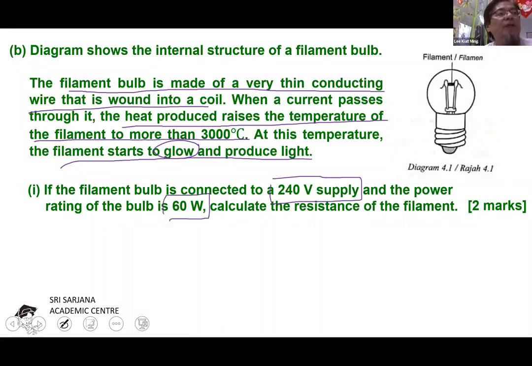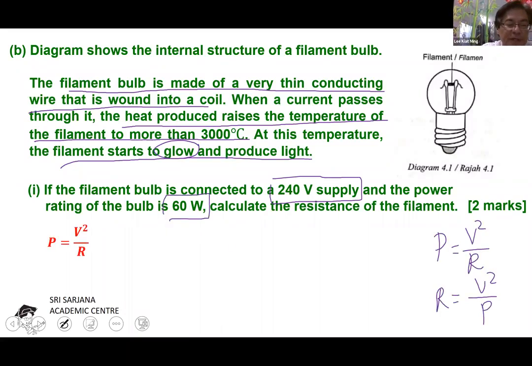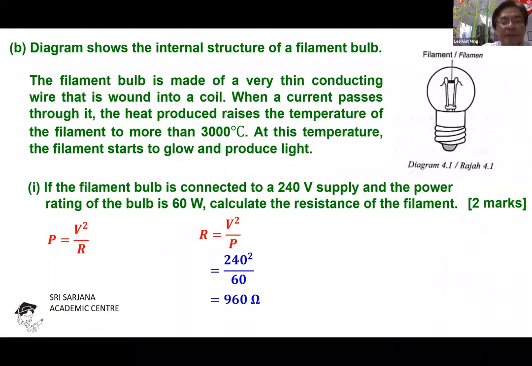Then the same formula: power equals V squared over R. You just substitute in, and your answer will be there for your R. Change the place between P and R, so that P goes down and R becomes the subject. So R equals V squared over P. Be careful with the square. If you forget the square, your answer will definitely be wrong. So you get the answer there, 960. Some of you will probably say this is easy.